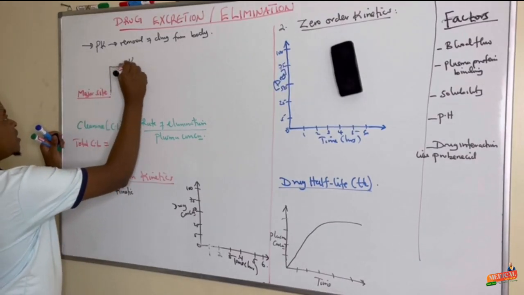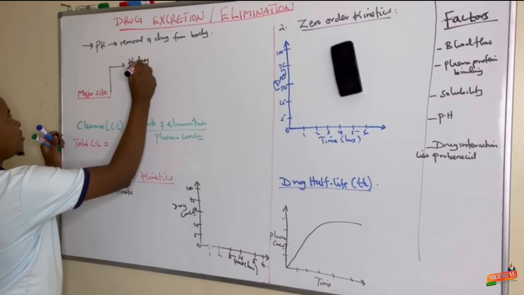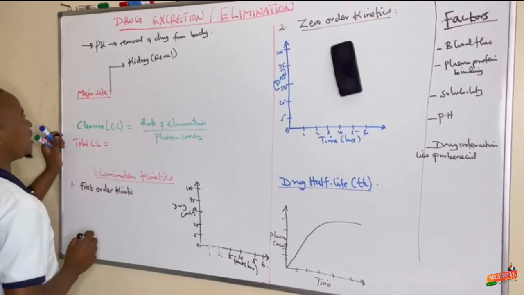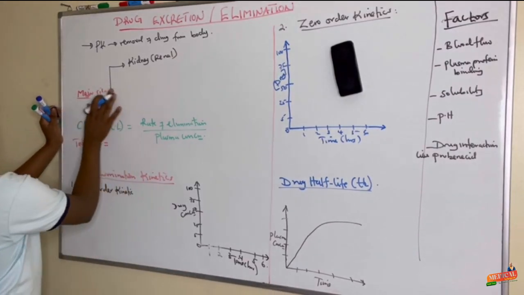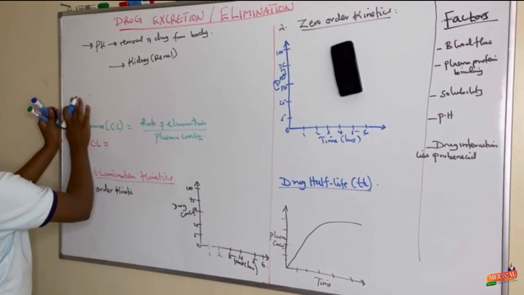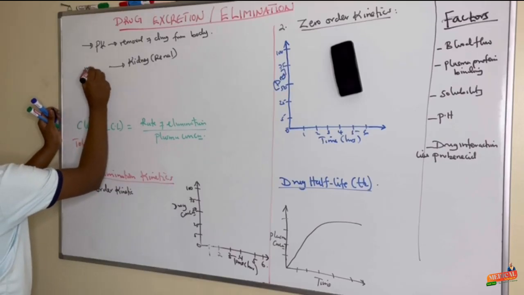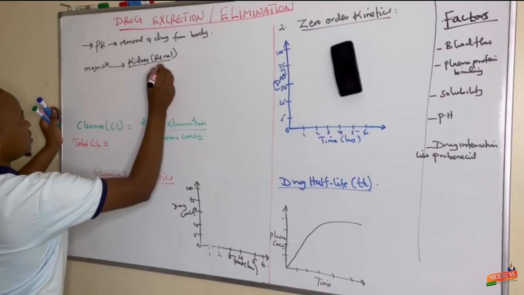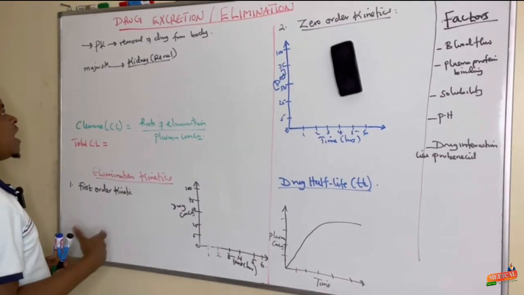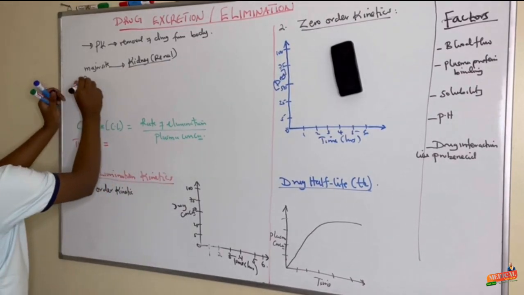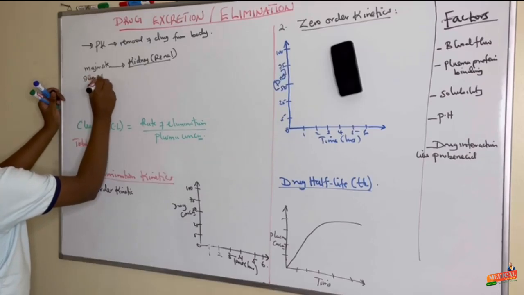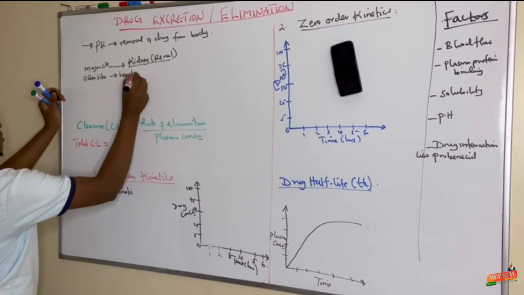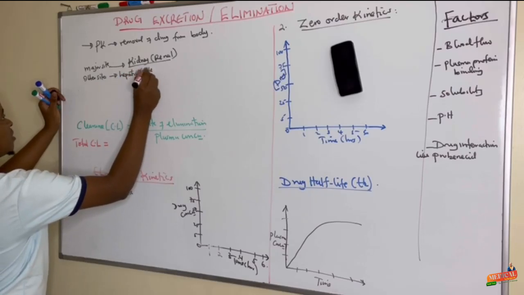The major site is the kidney, or renal. You can call it kidney or renal. So the major site of drug elimination is the kidney or renal. But we have other sites like hepatic, whereby this one is via bile.